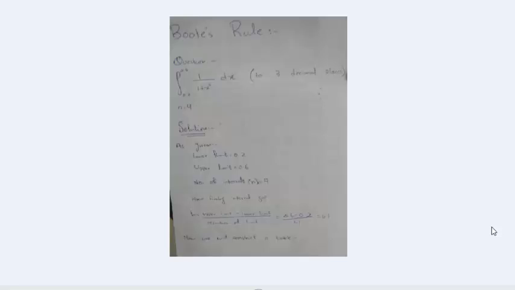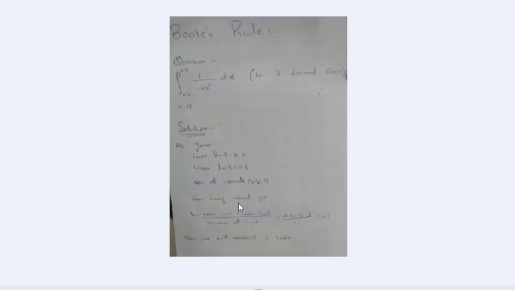So here we have a question, the integral of 1 upon 1 plus x square dx. We have to solve this question up to 3 decimal places. We have an upper and lower limit, which is 0.2 and 0.6. n is equal to 4. As given, lower limit is 0.2 and upper limit is 0.6.